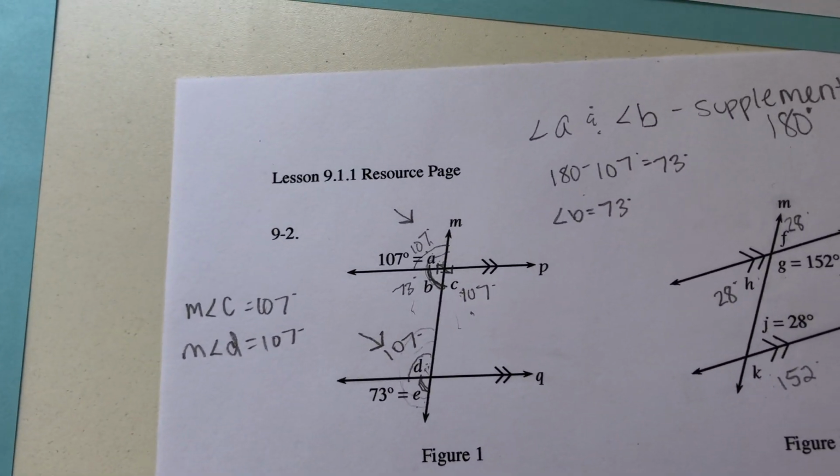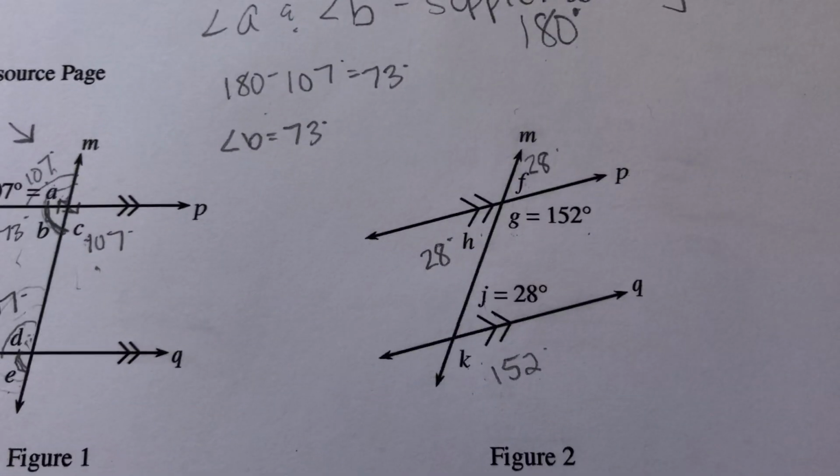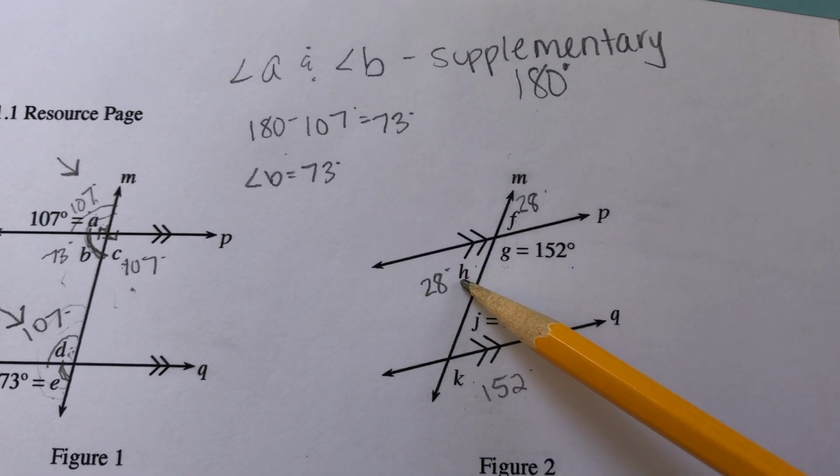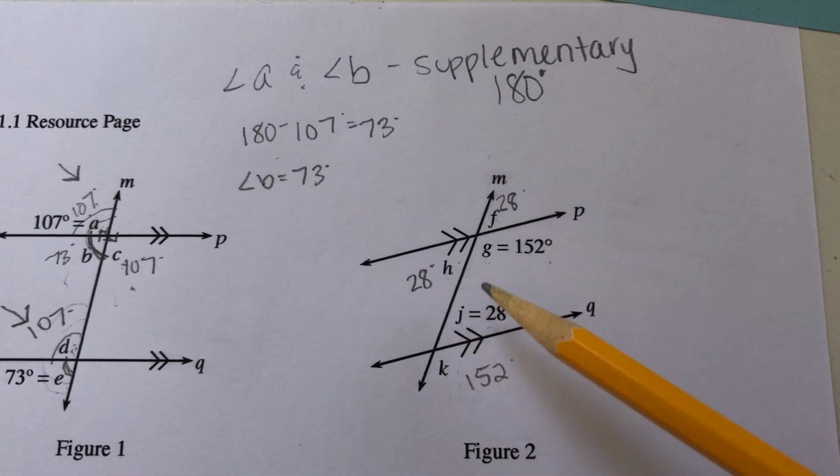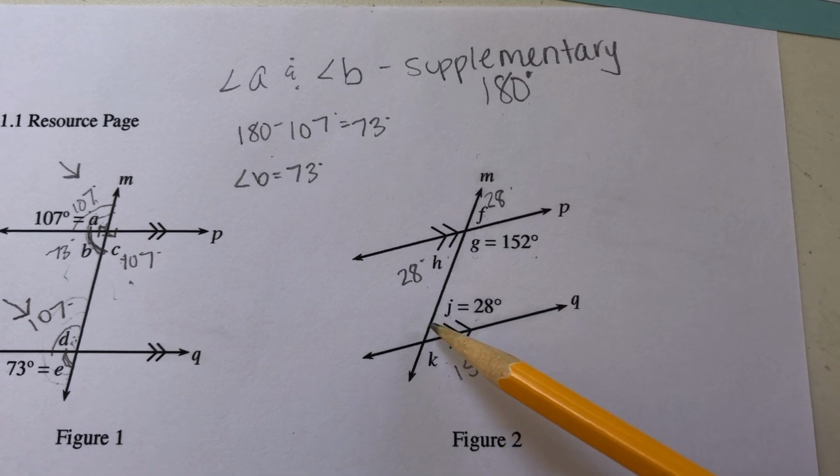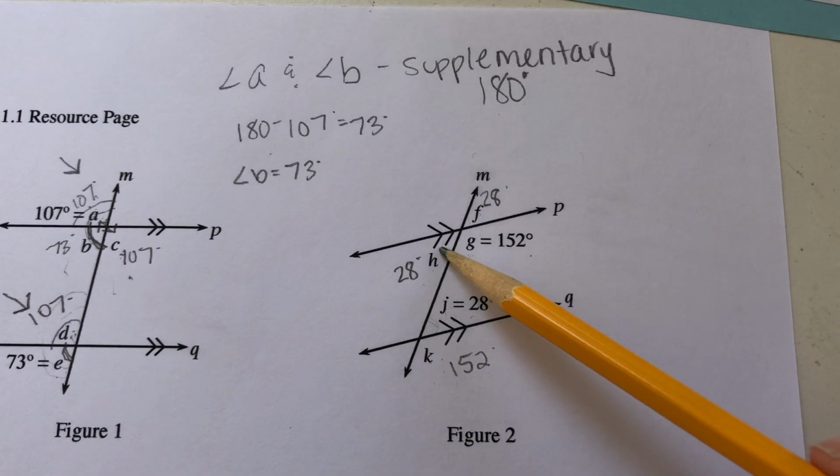Okay, let's look at H and J. So H is here, and J is here. They both equal 28, correct? Here's angle J and here's angle H.